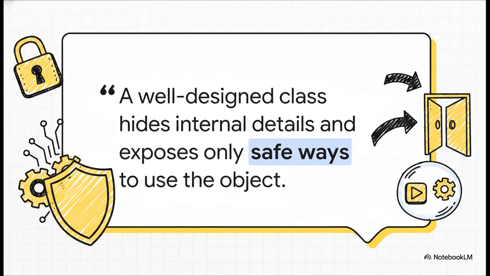Seriously, if you're taking an exam on this, or if you're out there writing production software, this quote right here is the absolute key idea to remember. A well-designed class hides internal details and exposes only safe ways to use the object. Memorize this. It is literally the golden rule of object-oriented design.